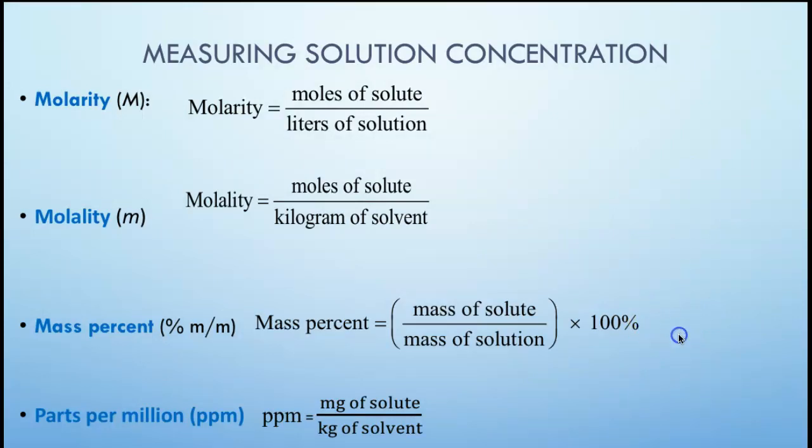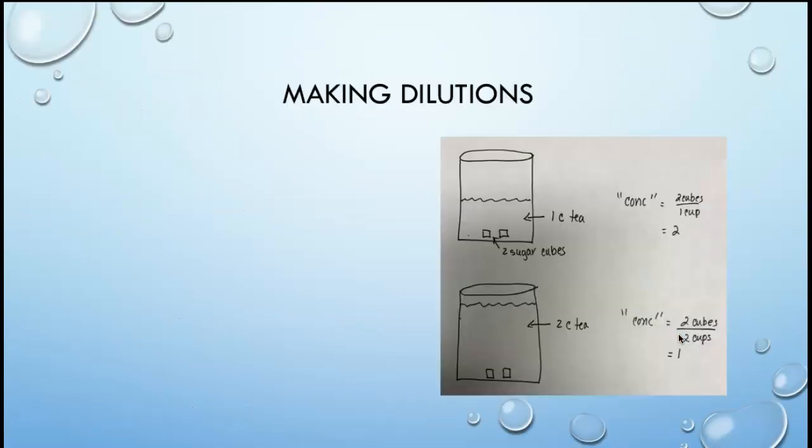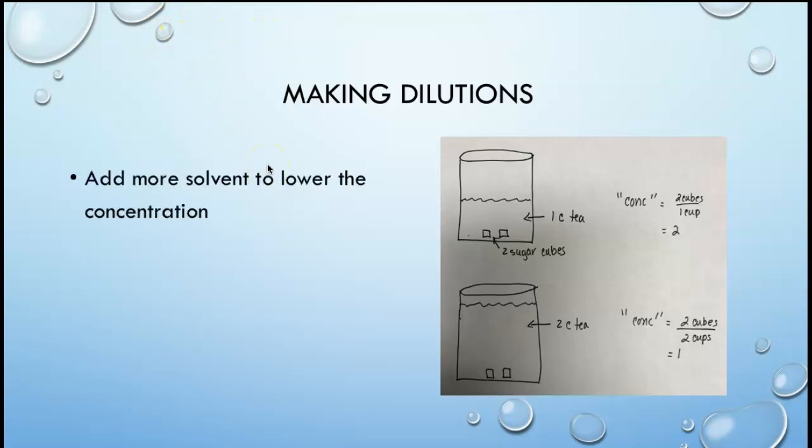Okay, pretty soon I will have you stop watching the PowerPoint and look at some problems, but I want to go through how we make a dilution. Many things that you can buy come in a concentrated form. And then you have to dilute that by adding water. So making a dilution just means that you are adding more solvent to lower the concentration.